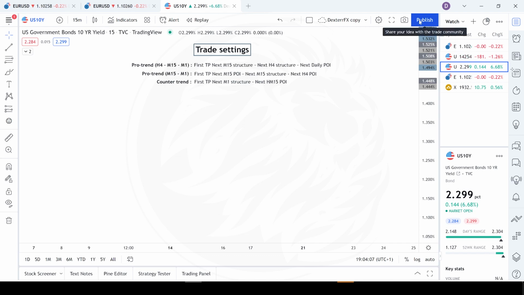Okay, so next one, the pro trend with the M15 and the M1. So here for the first TP, we will look for the next M15 POI, and for the second one, we will look for the next M15 structure, because we are in pro trend. So the purpose of the price is to make a new higher high, and the next and last TP will be the next H4 POI, because this is the place where price should retrace and shape the structure in M15 to continue the order flow in H4.